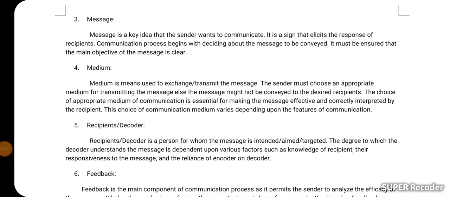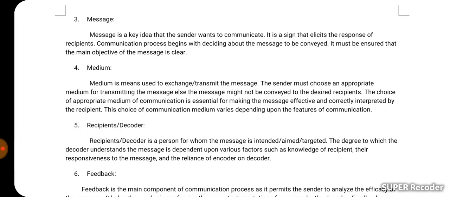The third component of the communication process is message. Message is a key idea that the sender wants to communicate. Message is the subject matter of the communication process. It's a sign that elicits the response of recipients. It is something that the sender wants to receive from the recipients.